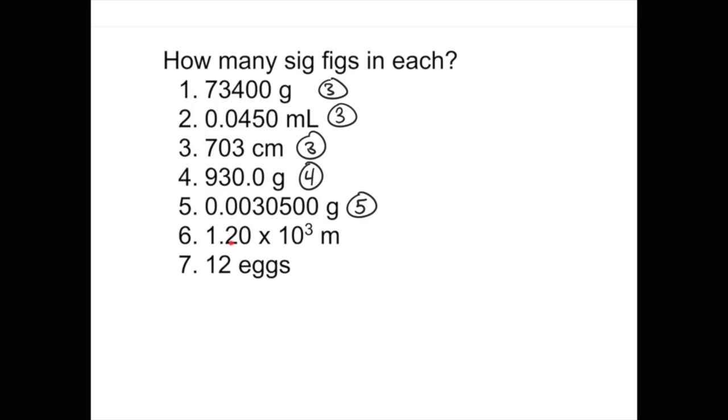Next one is scientific notation. We just talked about this. You have a number in scientific notation. Only the numbers before the times 10 count as significant, so those are 3. And finally, I come to this example, 12 eggs. Now, since eggs aren't something you can gather information about with an instrument, you're just simply counting items, we say 12 eggs has an infinite number of significant figures.